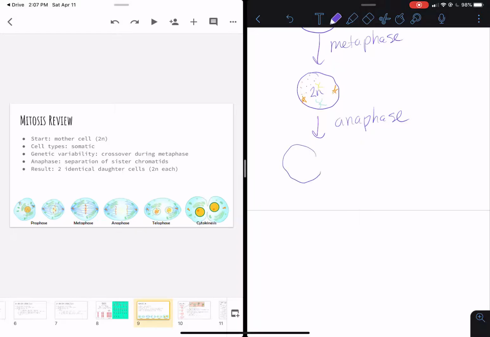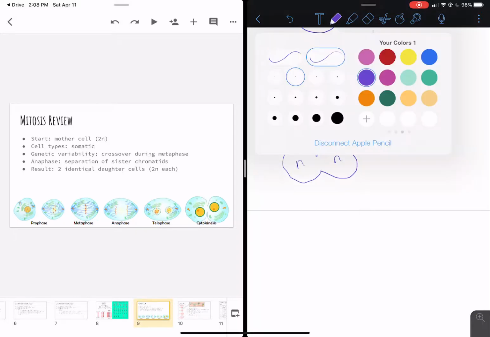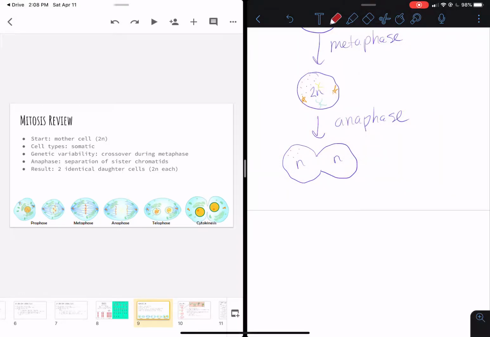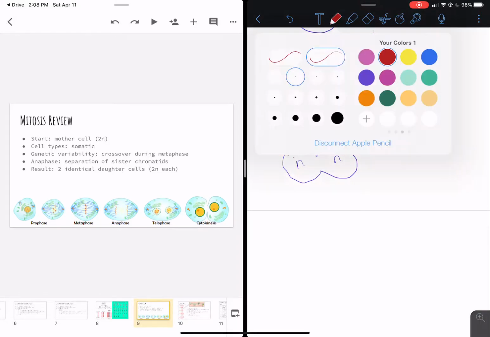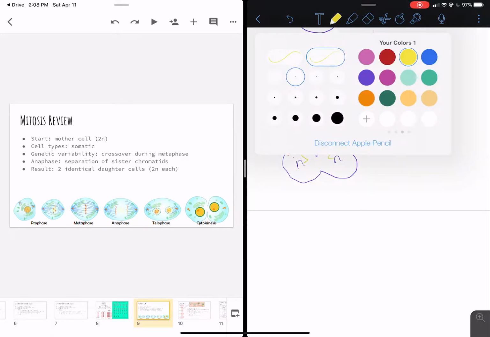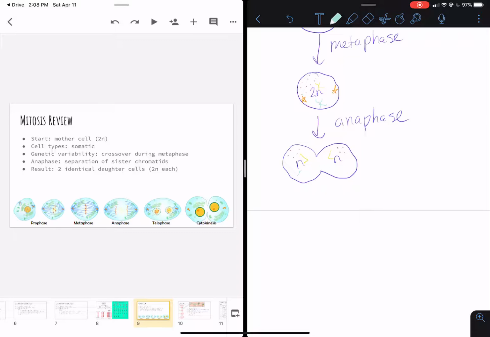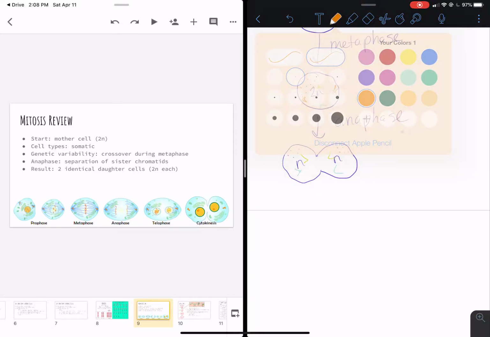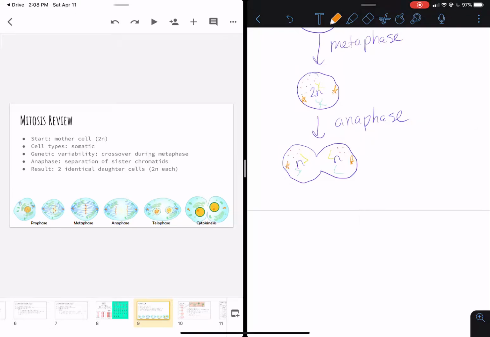And here I'm just going to kind of draw it like this because they kind of separate, but they don't totally separate yet. And we have equal distribution, so 1, 2, 3, 4, 5, 1, 2, 3, 4, 5. And then that yellow goes over to this side, and the other yellow goes over to this side, and that green goes over to this side, and that green goes over to this side, and we still have those spindle fibers on both sides, and they start to not disintegrate, but the microtubules go back into the centrioles, and they wait for the next time that they have to do mitosis again.